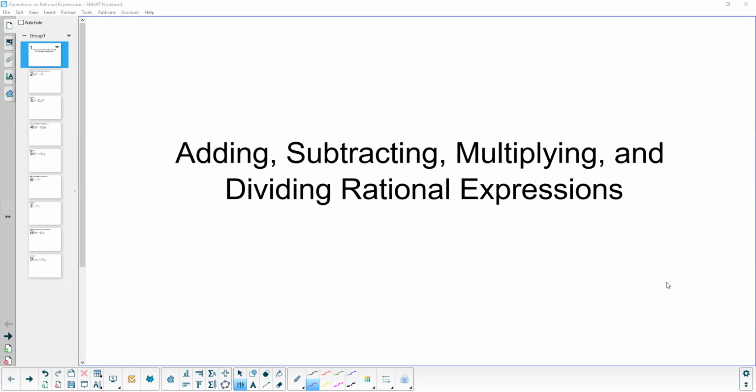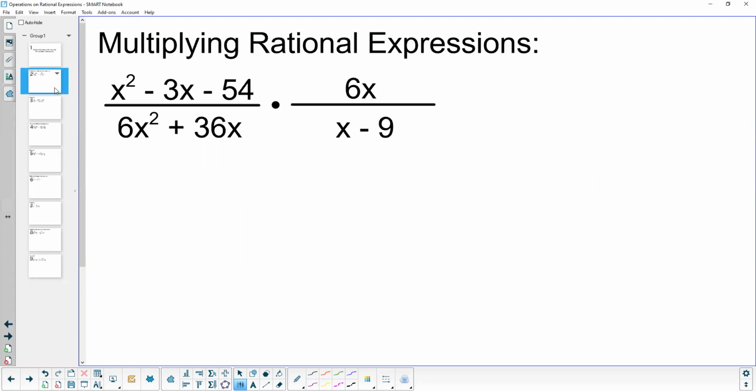So we're going to get started by talking about multiplying rational expressions here. So we're going to start by multiplying this rational expression. Now, anytime we multiply rational expressions, our very first thing that we want to do is factor the top and the bottom of each fraction. Okay, so that's what we want to do first.